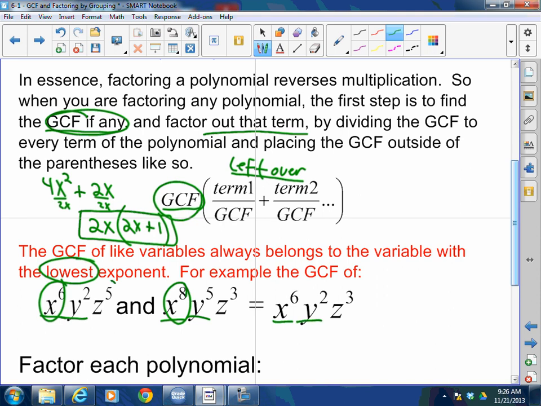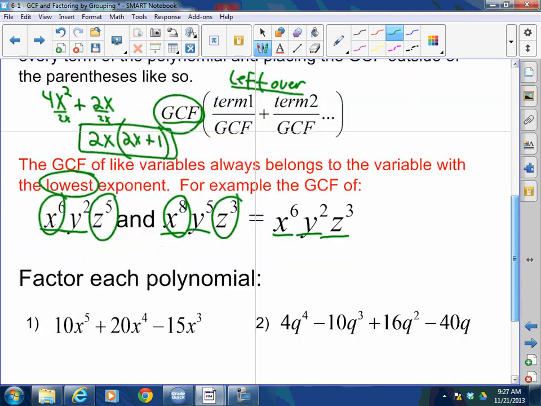Z to the 5th and z cubed. I can take 3 out of both. So again, it goes to the lowest variable exponent. So the GCF of variables always belongs to the lowest exponent variable. That makes sense, guys?